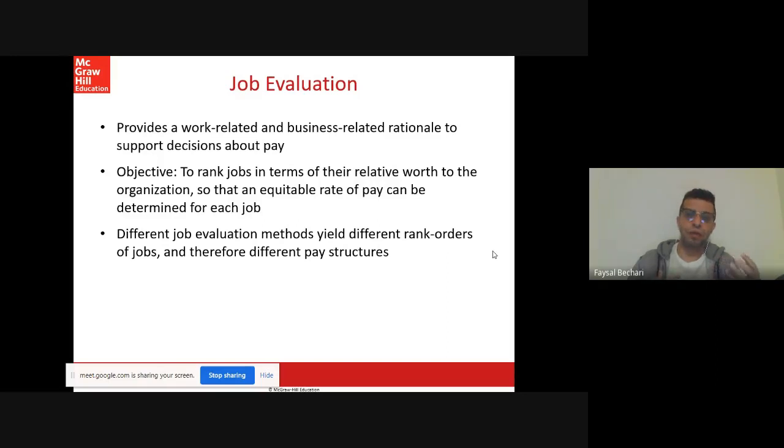Now, whether you're doing work-related or business-related evaluation, that will eventually drive your pay structures. And the pay structure depends on how you evaluate the job. So if you have work-related, it's different than business-related. It depends on how you look at it.